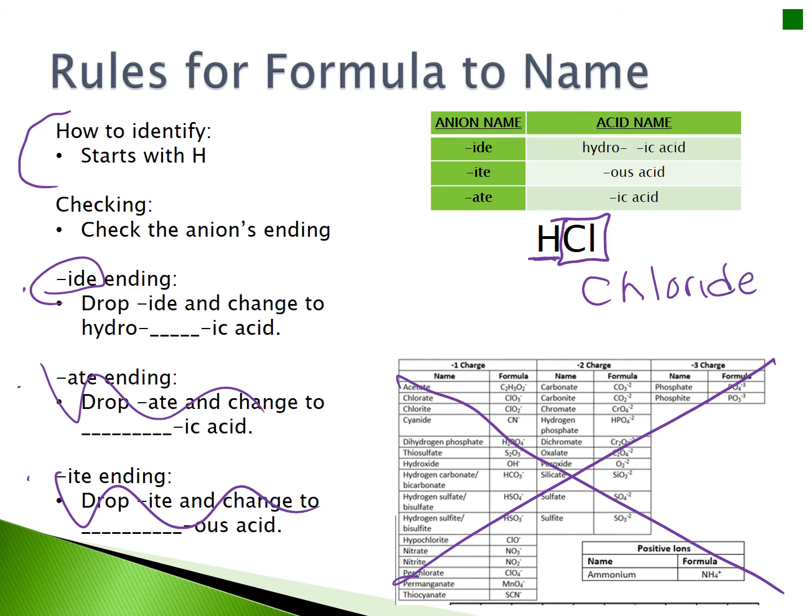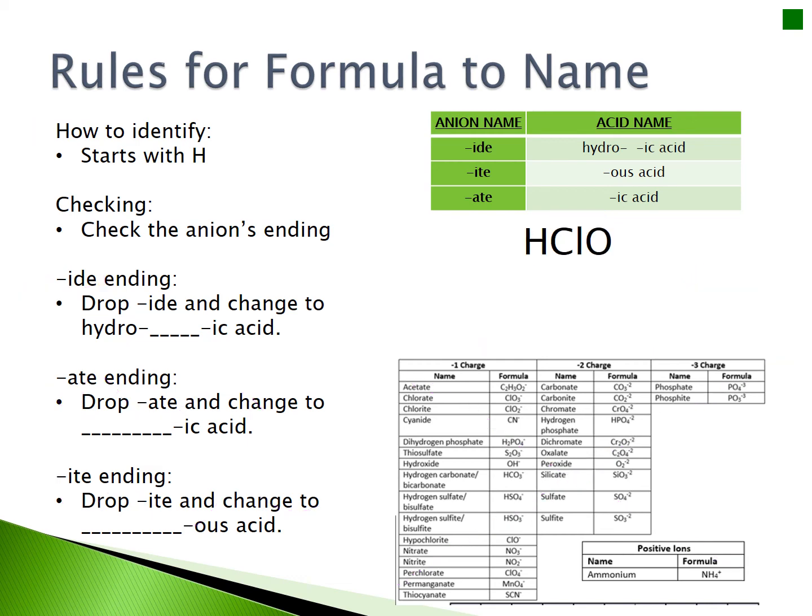Now what I'm going to do is drop that ide ending, so I'm going to get rid of it, and I'm going to add hydro as its prefix and ic acid as its ending. So I'm going to add hydro as its prefix, so it's hydro, and then I've still got that chlor, and then I'm going to add ic acid as its ending. So this is hydrochloric acid.